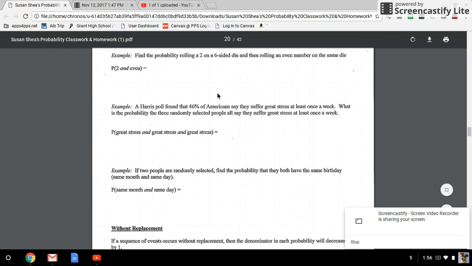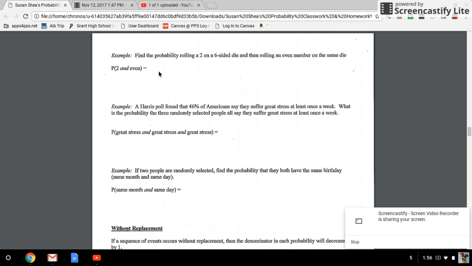Find the probability of rolling a 2 on a 6-sided die and then rolling an even number on the same one. So 2 and even. I'm going to give you a moment to think about that. Okay, so the probability of 2 is 1/6. Probability of even, well, it's 2, 4, 6. So that's 3 out of 6, so that's 1/2. So then 1/6 times 1/2 would be 1/12.